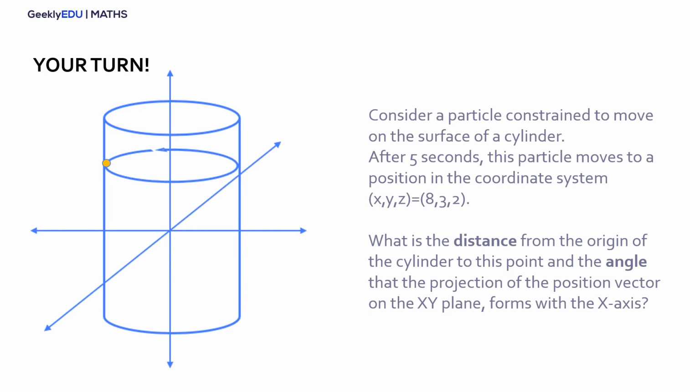Now it is your turn to solve an exercise. Consider a particle constrained to move on the surface of this cylinder. After 5 seconds, this particle moves to a position in the coordinate system x, y, and z equal to 8, 3, 2. What is the distance from the origin of the cylinder to this point and the angle that the projection of the position vector on the xy plane forms with the x-axis? Solve this problem and tell us in the comments below the answer.